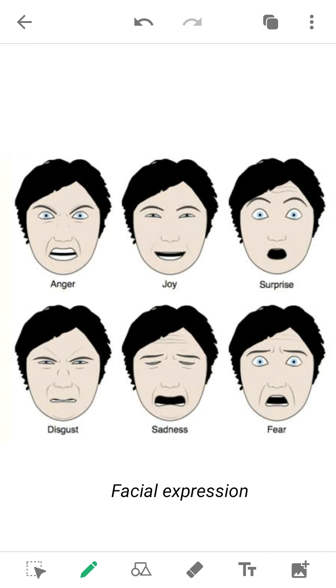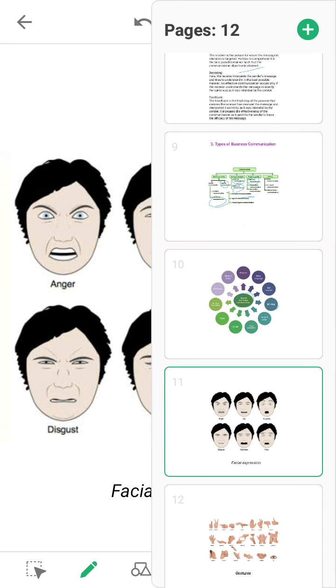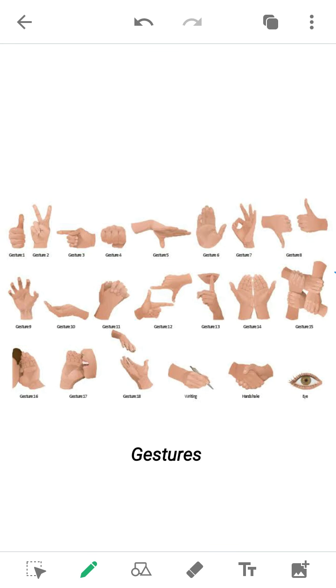Look at another picture. Here there are several facial expressions: anger, joy, surprise, disgust, sadness, fear. Gestures: how we communicate with each other by gesturing.